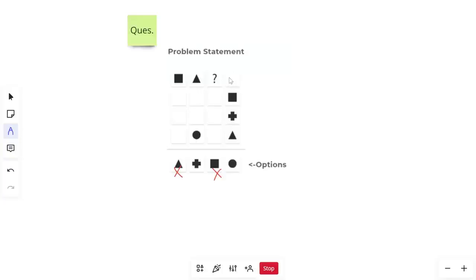So let's see, can we fit a plus here? Can we fit it? No, that is not possible. Why so? Because plus is already coming once, right? So the only option that we have is plus will come here and here circle will come. Okay. So that is why the answer for this question is that the question mark will be replaced with plus. Okay. That is why the correct answer will be plus.